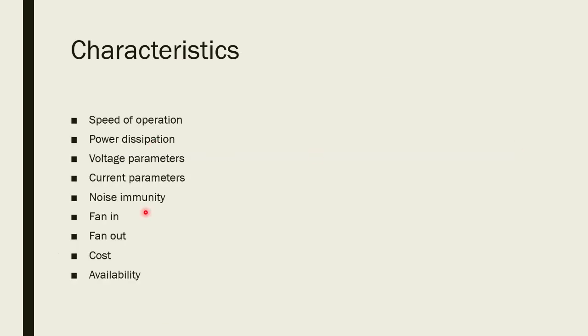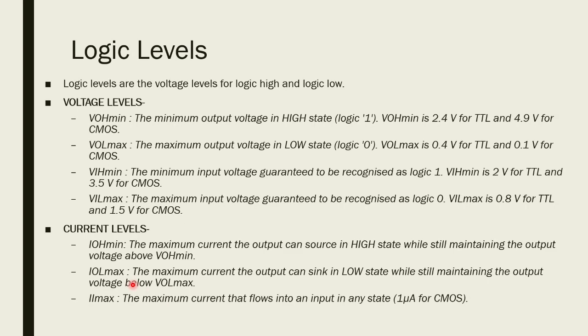So these are the characteristics. First one is speed of operation, power dissipation, voltage parameter, current parameter, noise immunity, fan in, fan out, cost and availability. So first one we are going to see is logic levels. Logic levels are measured using two types: one is voltage levels, the other one is current levels.